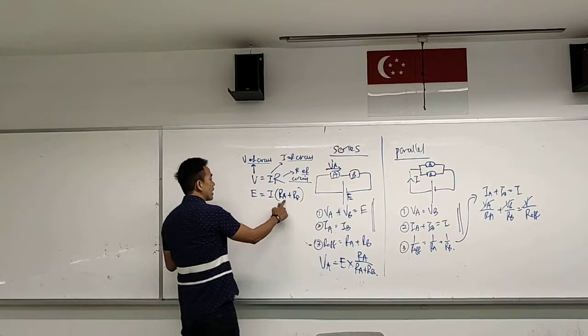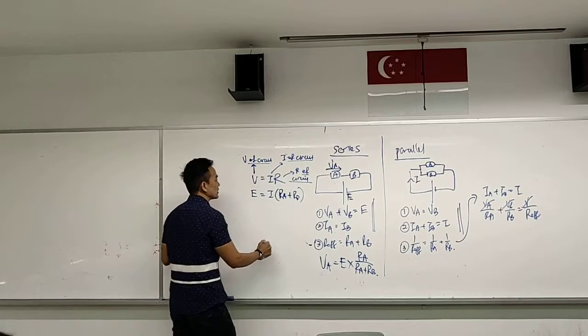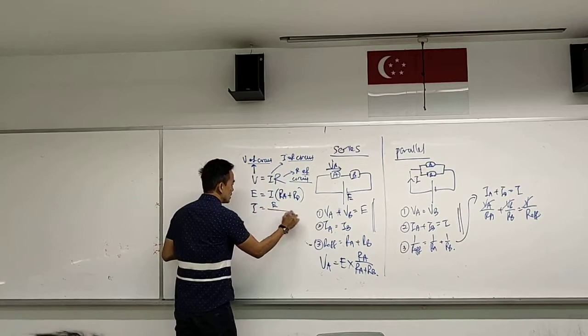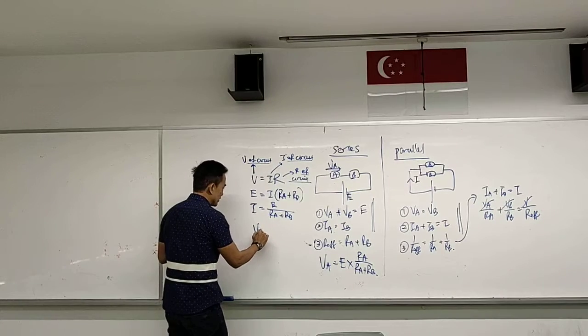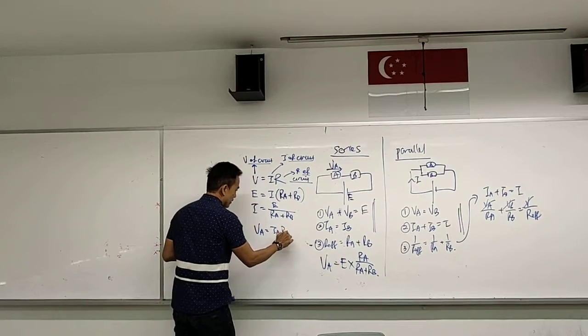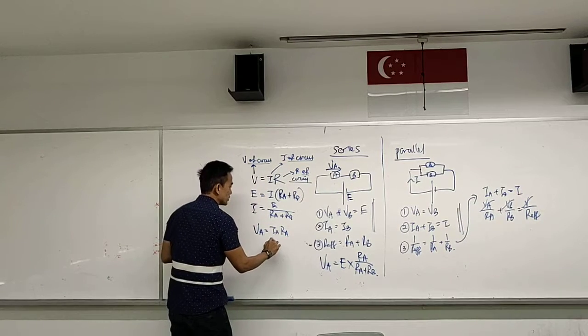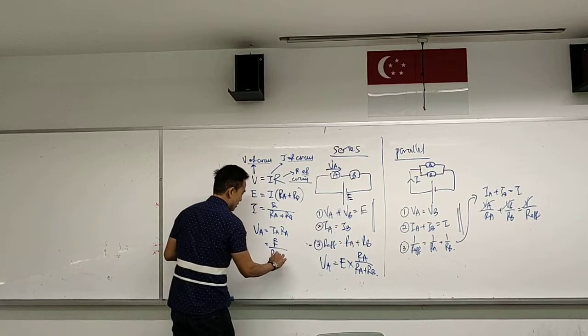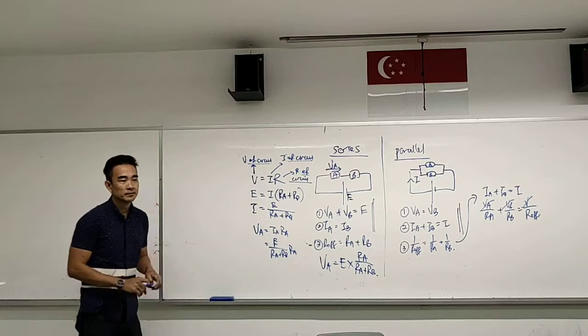Why do I put RA? Because this is V of the whole circuit, I of the whole circuit, so R must be of the whole circuit. So I is equal to E upon RA plus RB. Let me use this again. VA equals IA RA: V of A, I of A, R of A. So therefore this is equal to E upon RA plus RB, which is what you have over there.